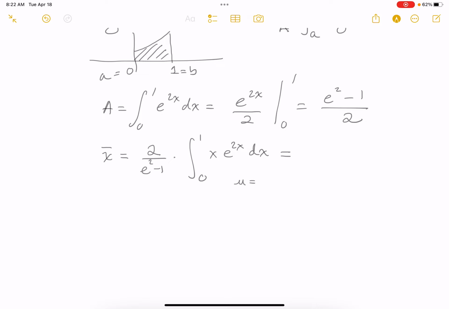Not really. u is equal to x. du is equal to dx. Let's see, I'm going to say dv equals e to the 2x dx, and v is equal to e to the 2x over 2.